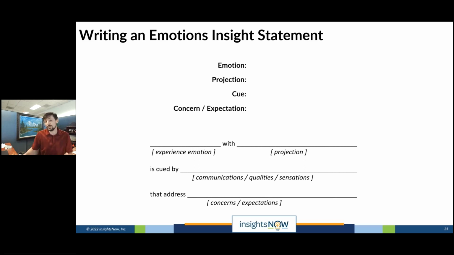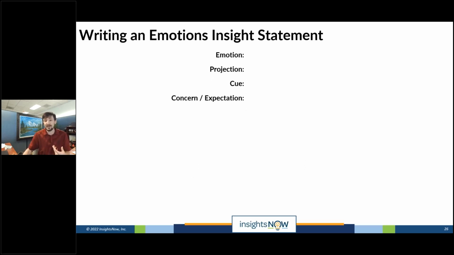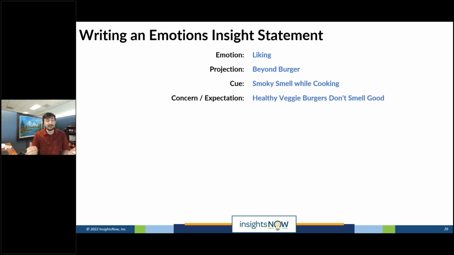So now we go back to the rubric. Let's start filling in the information. What are the key pieces? Emotion, it's about liking. Projection, it's the Beyond Burger, right? The cue is the smoky smell while cooking, right? She called that out specifically as why it smelled great. And then the concern is really connecting, we're massaging language, right? To write insight statements. Healthy veggie burgers don't smell good, right? That's what we know from her overall statement and concerns.